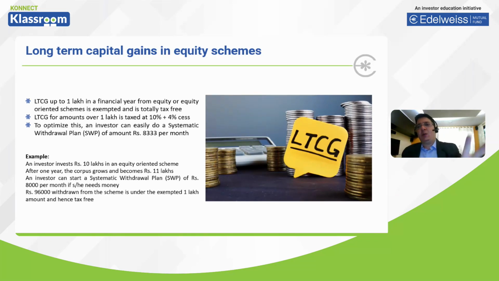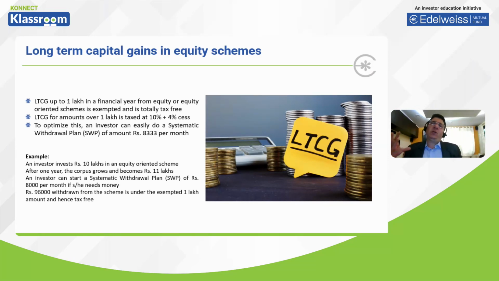In the same example, let's say you had 10 lakh rupees and today it has become 11 lakh rupees or 12 lakh rupees, whatever. Let's say you withdraw an average of 8,000 rupees, to be exact about 8,300 odd rupees, on a monthly basis, which totals up post 1 year to close to about 96,000 rupees. If you withdraw anything up to 1 lakh rupees, and that's the only withdrawal in terms of your equity or equity related instruments which are liable to long-term capital gains, it is tax-free.